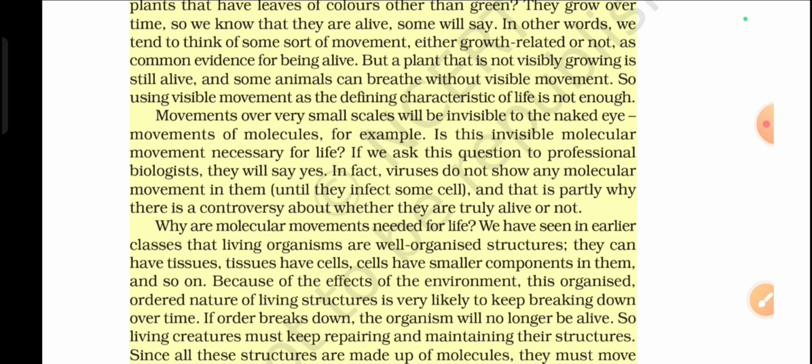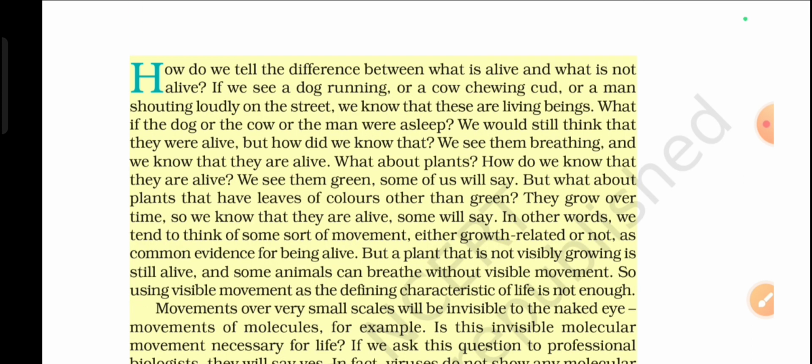If we ask this question to professional biologists, they will say yes. In fact, viruses do not show any molecular movement in them until they infect some cell, and that is partly why there is a controversy about whether they are truly alive or not. Why are molecular movements needed for life?